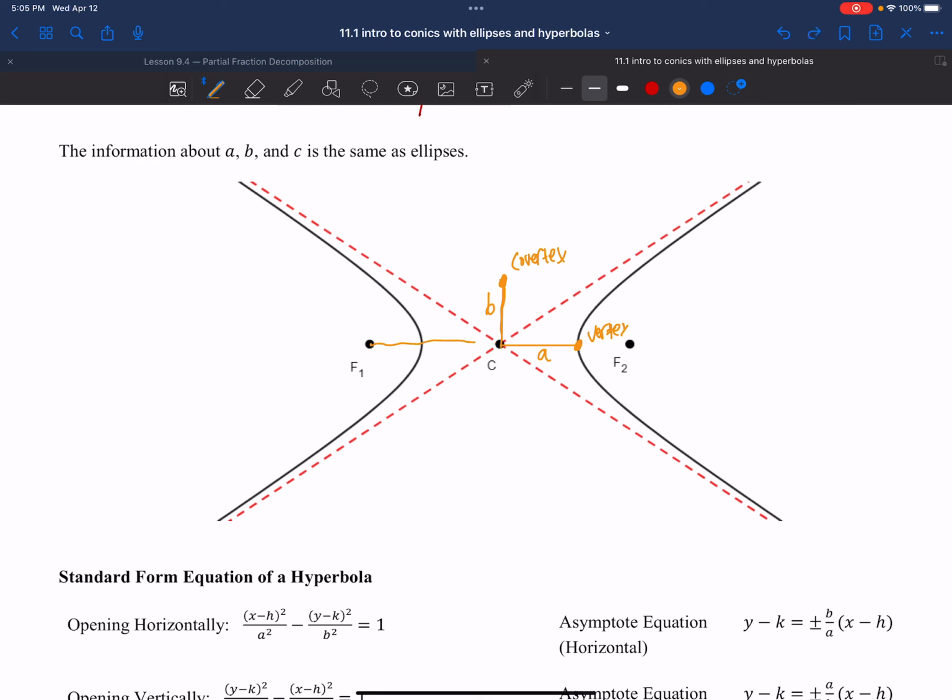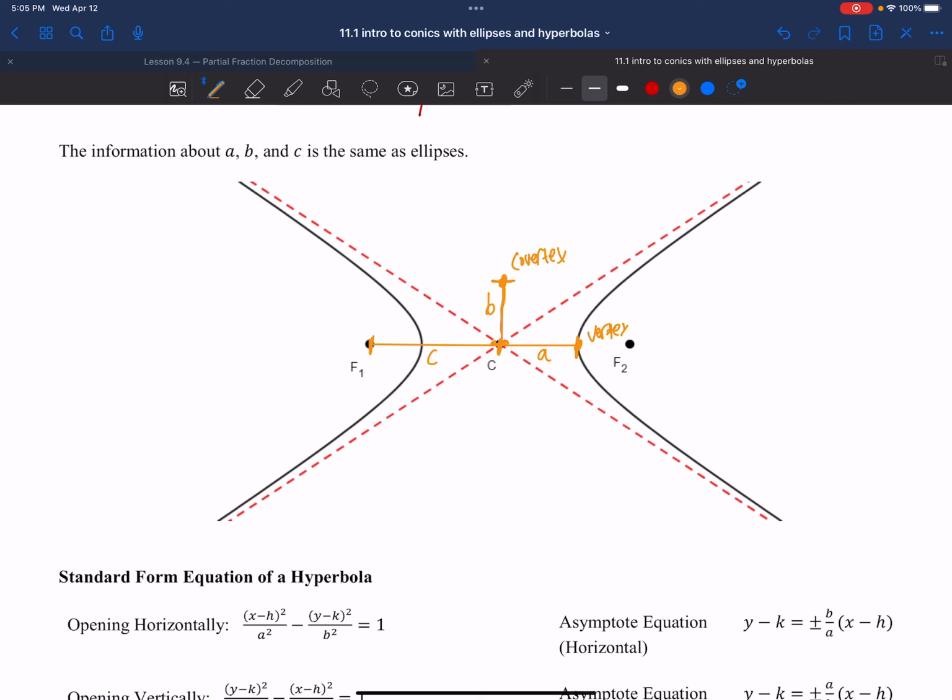and then this distance from this focus, from here to here, that distance is c. Okay? There we go. That's c, that's a, and that's b. Okay, I hope that's clear.